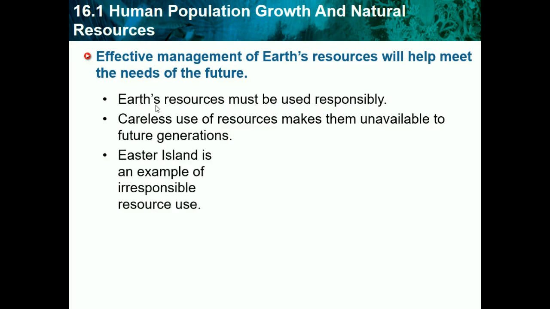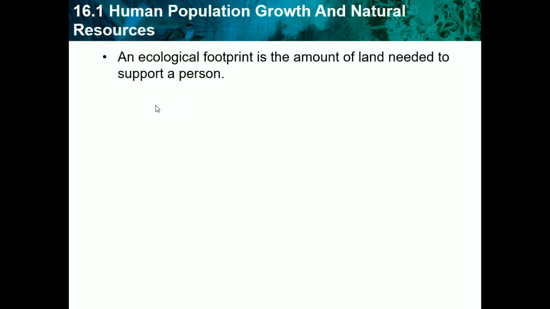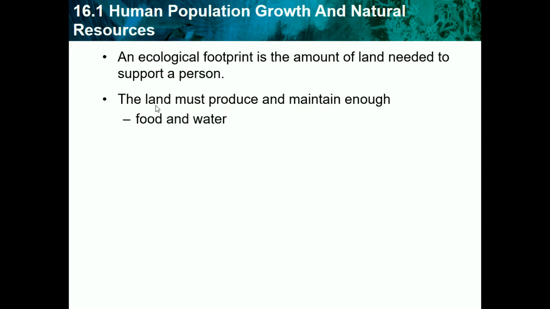So Easter Island is an example of irresponsible resource use. Basically it's an island of land and it's useless. There's no trees on it because they cut them all down and the land isn't being used for anything. An ecological footprint is the amount of land needed to support a single person. The land must be enough to maintain the person. So it must produce food and water, shelter, energy, and have space for waste.